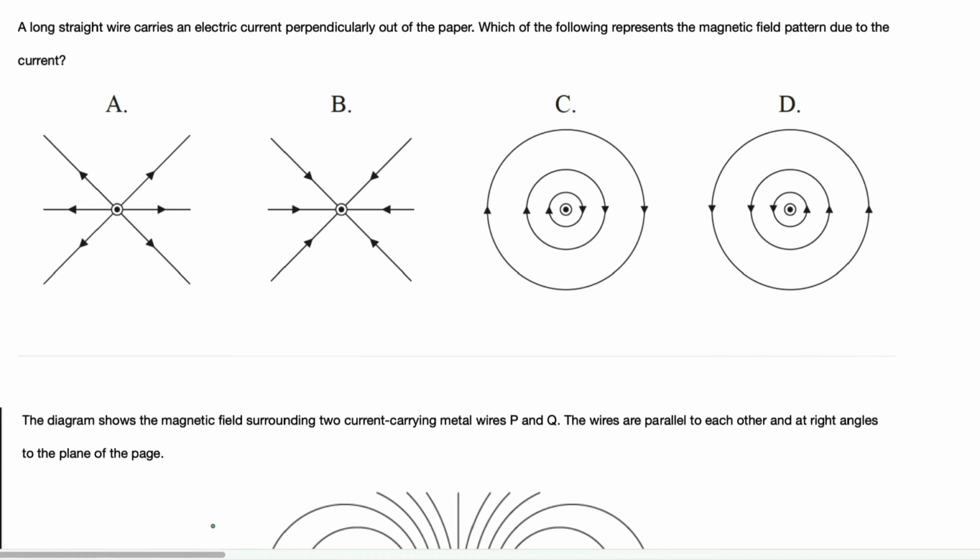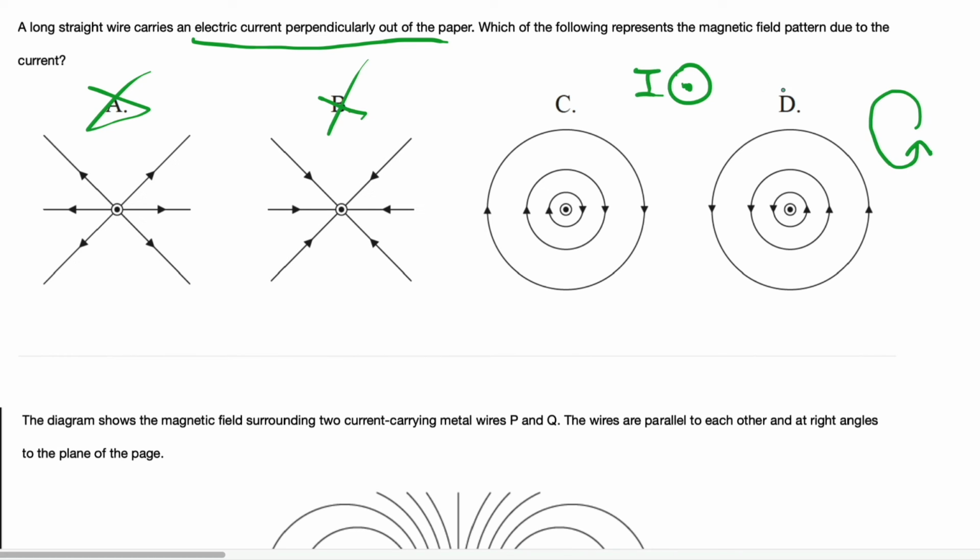A long straight wire carries an electric current perpendicularly out of the paper. Which of the following represents the magnetic field pattern due to the current? So you should immediately know that A and B are wrong, because magnetic fields are always in a circular loop with respect to the current. And we know that current points out of the page. Now you can use your right hand to do this problem. Your thumb will represent the direction of current. So point your thumb out of the page, out of the screen, and curl the 4 other fingers, right? The other 4 fingers will be in this direction. So the answer will be D.